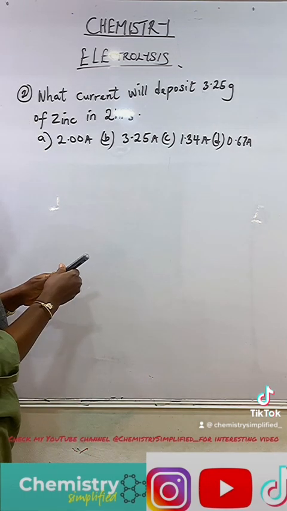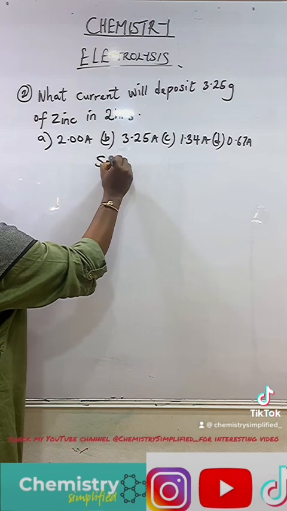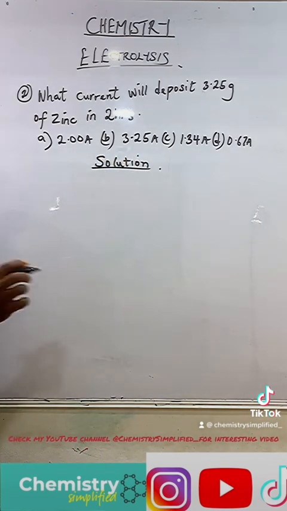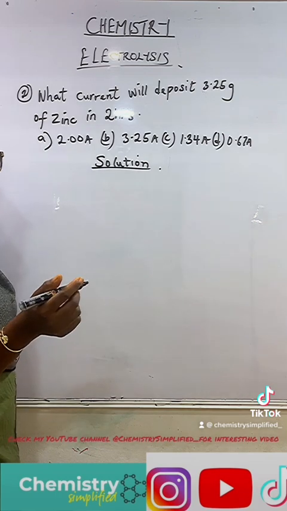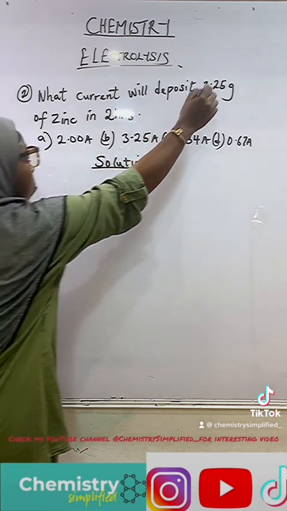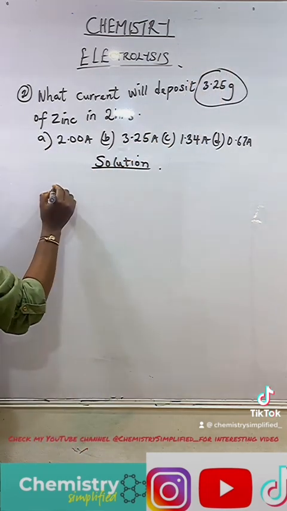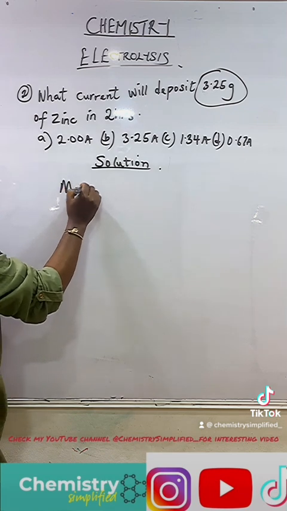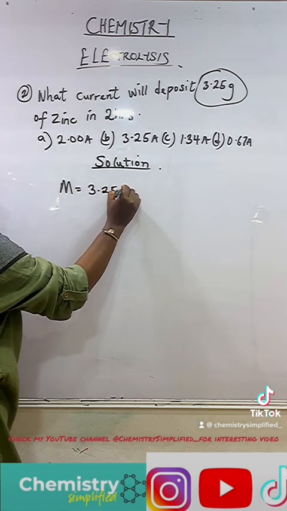Remember I told you that when you want to do your calculation, write out the parameter first. By writing out the parameter, it will be much easier for you to know the type of formula you're going to make use of. So here, we're given mass to be 3.25 gram. So our M here equals 3.25 gram.